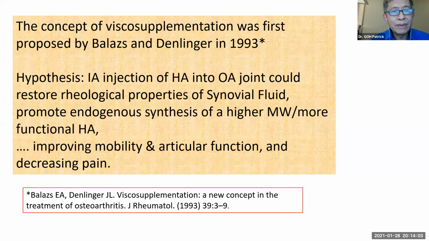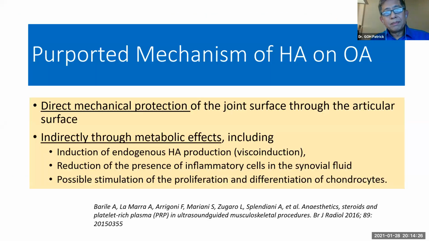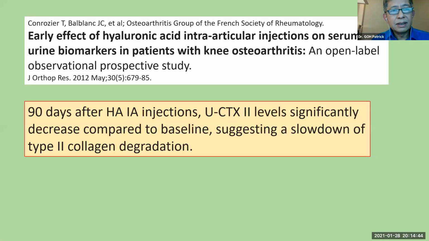It was first proposed by Balazs and Denlinger, in this article in the Journal of Rheumatology. The hypothesis was that when you inject it into the joint, it could restore some of the rheological properties of synovial fluid. It could promote endogenous synthesis of higher molecular weight and perhaps more functional hyaluronic acid, and therefore improve pain and function. The purported mechanism, therefore, is that there's a mechanical component of the mechanism on the joint surface, and there is a metabolic type effect as well, and induction of HA production, reduction of inflammation, and so on.